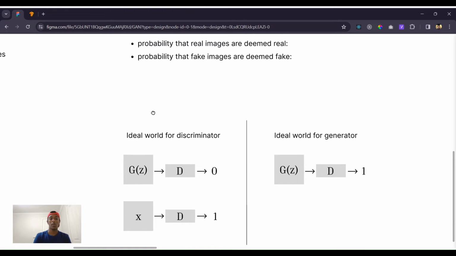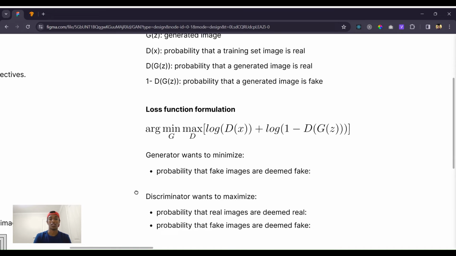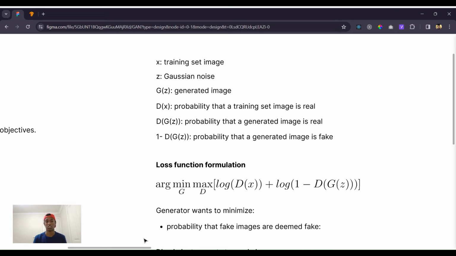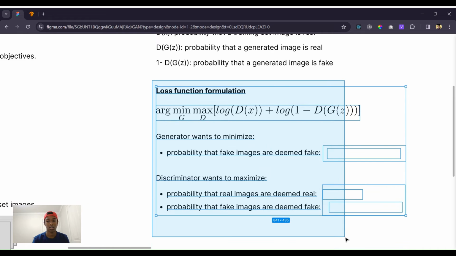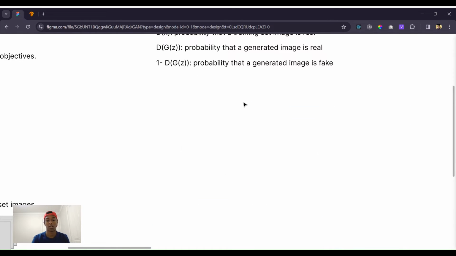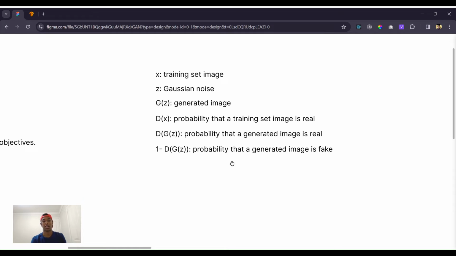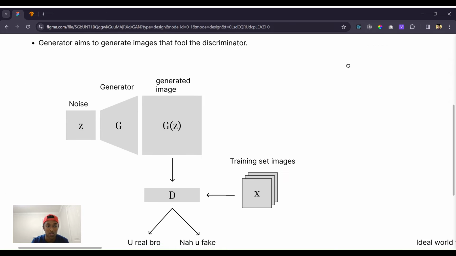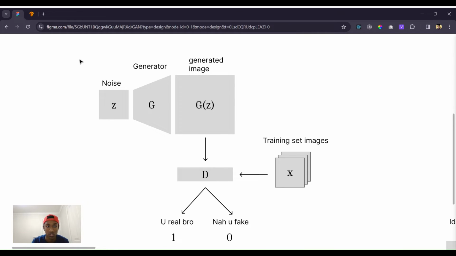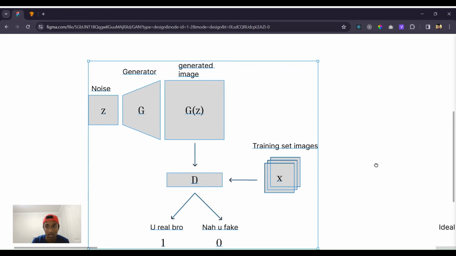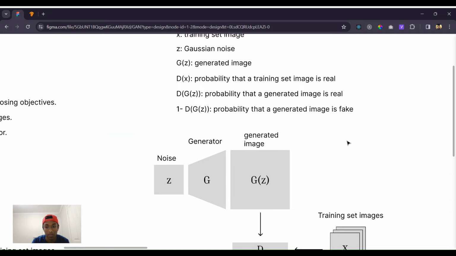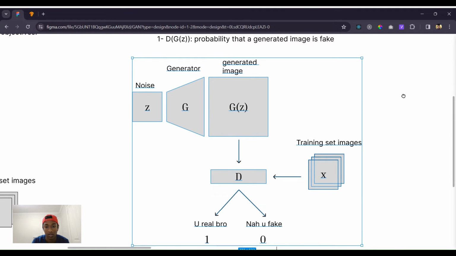Okay, now that we've got that, let's actually get into a little bit of some math just to get the loss function down. Okay, so let's just get some notation down. So X is the training set image, and I think it would be useful to have this image as well. So let's just copy this and put it here.